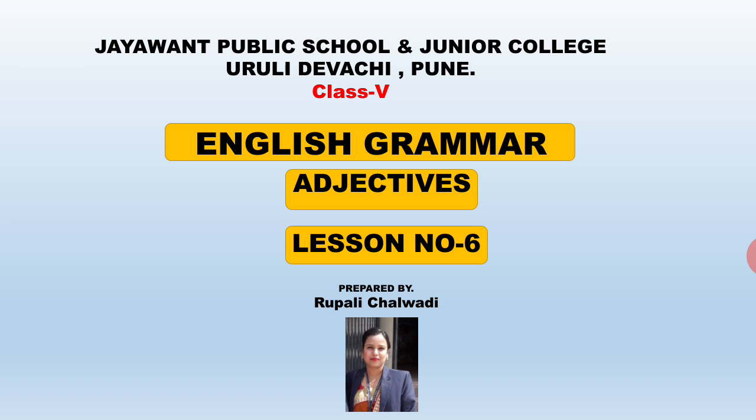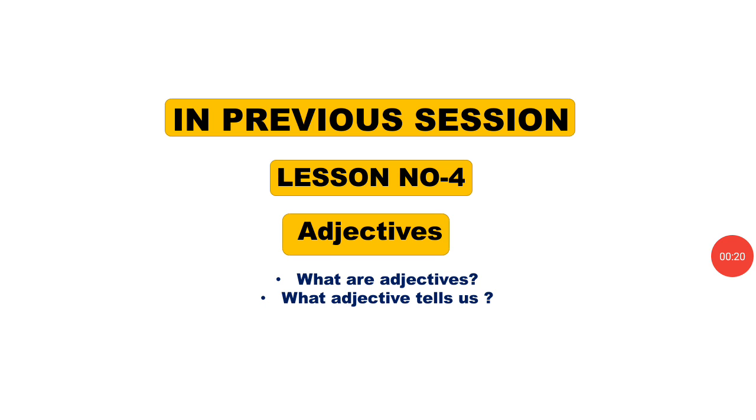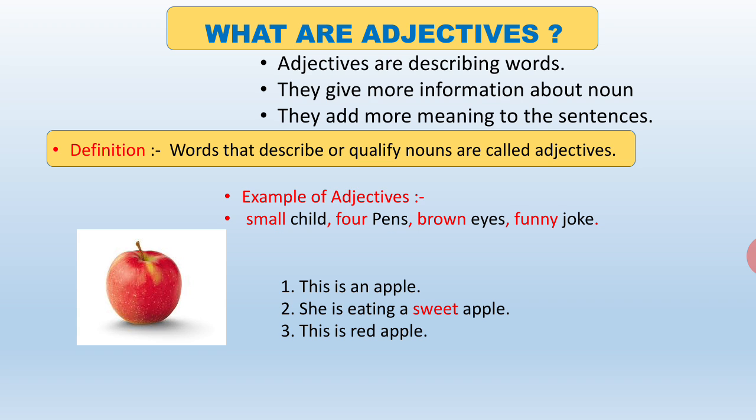Today I am going to explain to you part 2 video of English grammar lesson number 6, adjectives. Okay. So what we had learned in the previous session was what adjectives are and what adjectives tell us. Now we will see the fourth part of parts of speech, that is adjectives. So what exactly are adjectives?